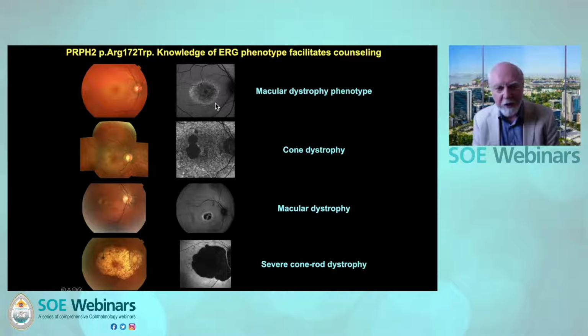In this patient, it's a macular dystrophy. In this patient, the phenotype is that of a cone dystrophy, normal rod function. In this patient, it's a macular dystrophy. And this patient, with disease apparently confined to the macula, has a very severe generalized cone-rod dystrophy.